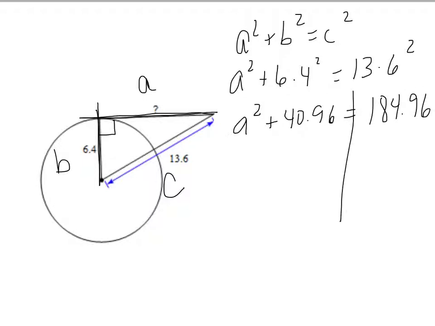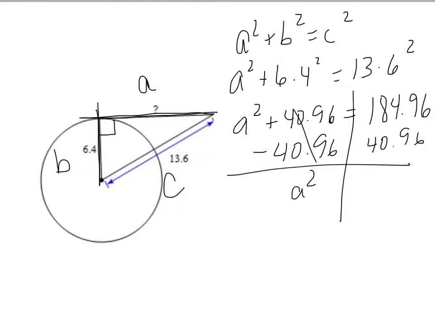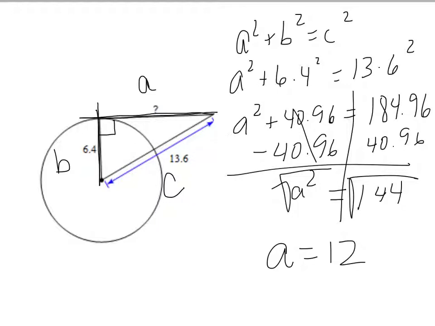Now I solve by subtracting 40.96 from both sides. And I'm left with A squared equals 144. Take the square root of both sides to get rid of the squared, and A is equal to 12.